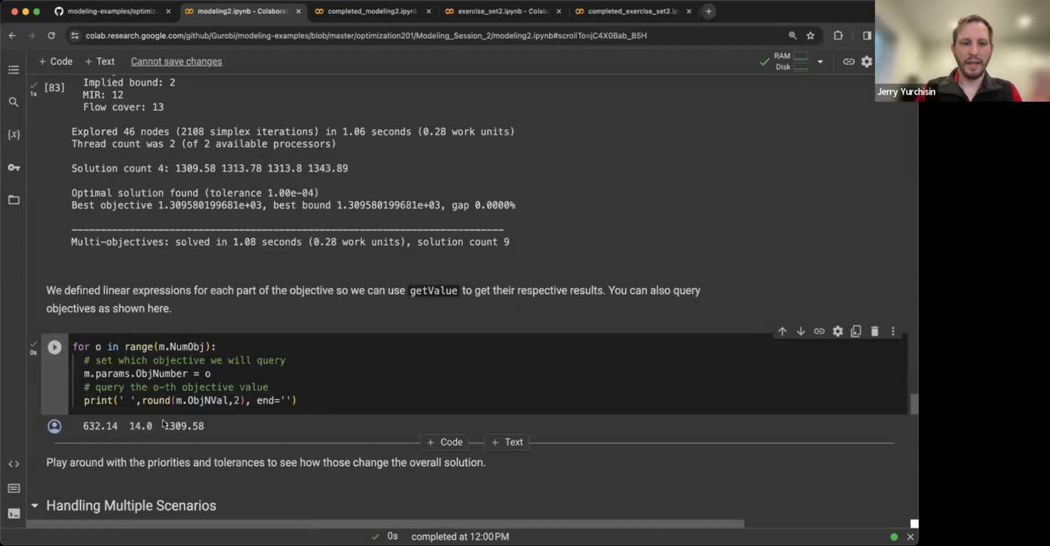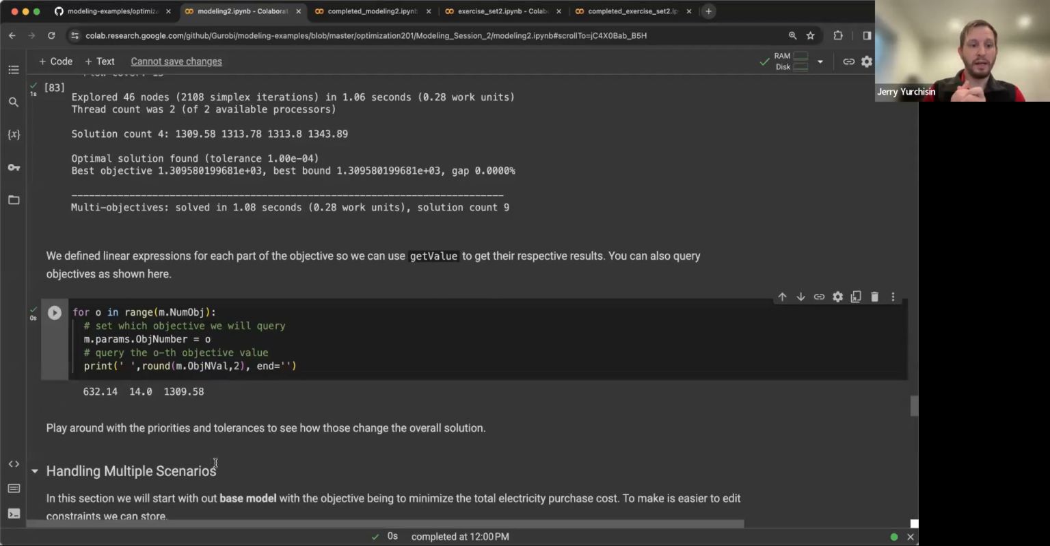So I already had the answers there. We see that our first number was our cost. Our cost is a little bit higher than some of the other values that we saw from the previous two runs. The number of depth of discharge violations is 14, and the total amount of energy purchased from the grid is 1309.